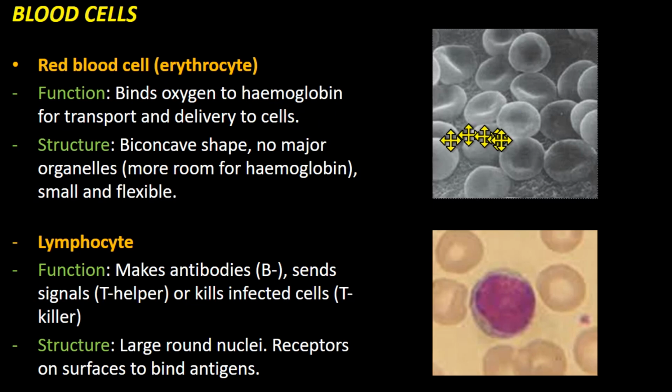The structure is that they have a biconcave shape. Think of a donut without the hole. No major organelles so that they can have more room for hemoglobin, and they are small and flexible so that they can pass through narrow passageways such as the capillaries.